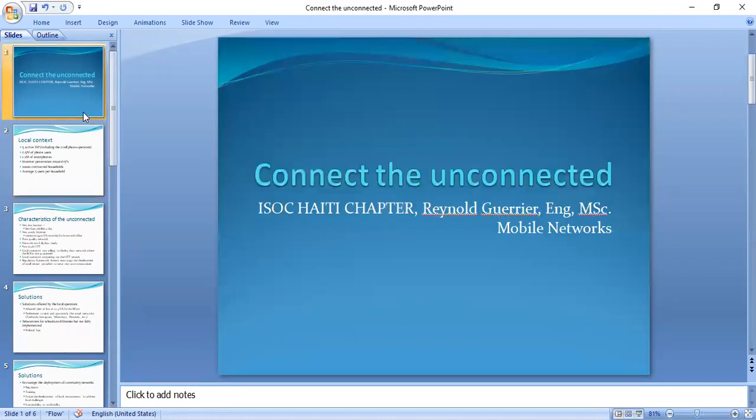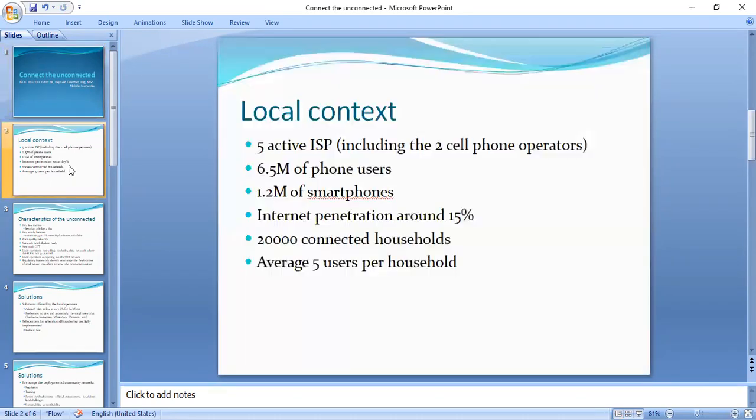The topic we'll be talking about today is connect the unconnected. One thing I should say right now is not how to connect them, but why to connect them. Because it's very important that we try to narrow the digital gap.